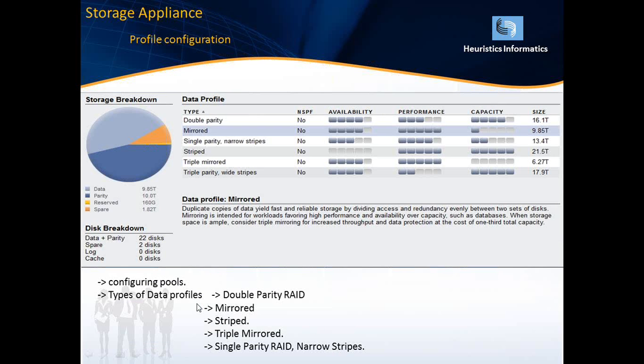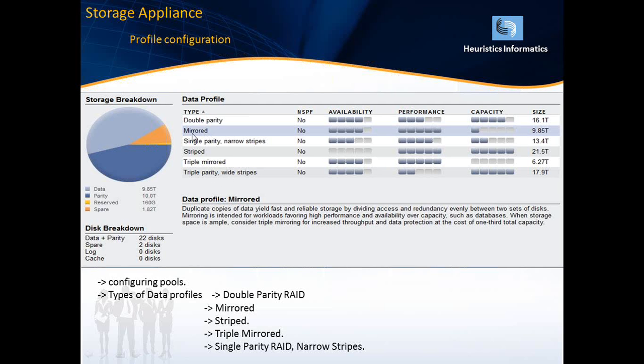And for the total pool configuration, this is the profile configuration. For the 18 disks that we have remaining, we will create the profile. Specifying the profile for the 18 disks is nothing but specifying the right configuration. So at the OS level, we are specifying the right configuration for the storage level. We can select either double parity, mirrored, stripe, triple mirrored, triple parity, and wide stripe.